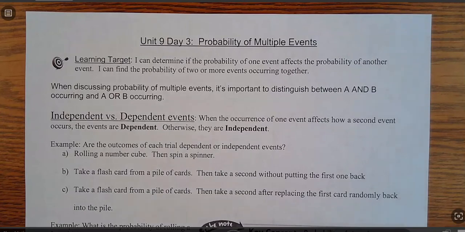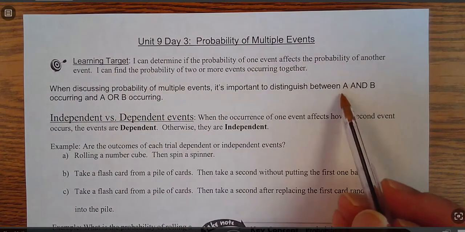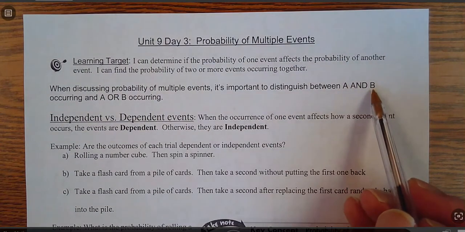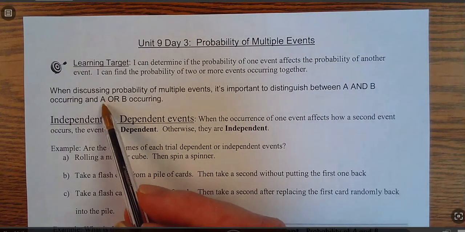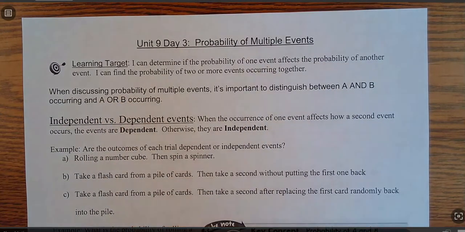One thing that's important is, if you have two different events, say event A and event B, it's important to distinguish between A and B happening versus A or B happening. A and B means both of them have to occur in order for this to be true, whereas for A or B, just A could happen, or B could happen, or both could happen. So it's two different ideas.